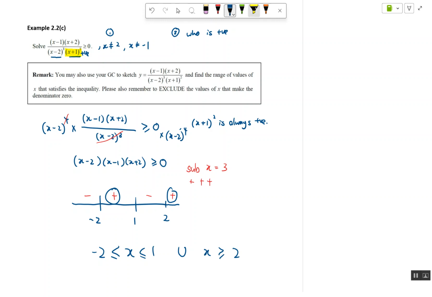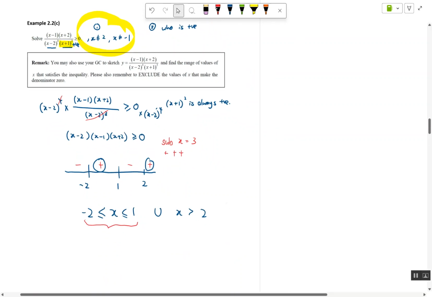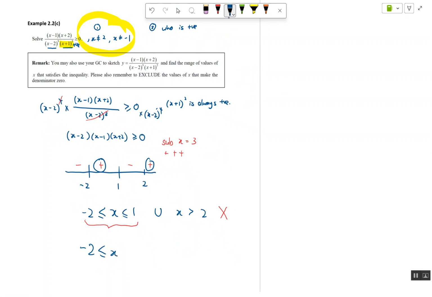But look back at your condition again. X cannot be equal to 2, so strictly greater than 2. X cannot be equal to -1. Is -1 inside? It is here. -1 will be inside here, right? So you got to refine your solution. This is not the best solution. The best solution would be x can be between -2 to 1, but it has to exclude x equals to -1 because of the condition at the top. Union, x is strictly greater than 2, because x cannot be equal to 2. Based on this condition that we set at the start. So be careful. Remember to exclude the values of x that make the denominator 0.